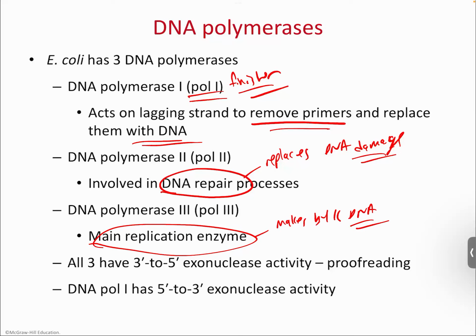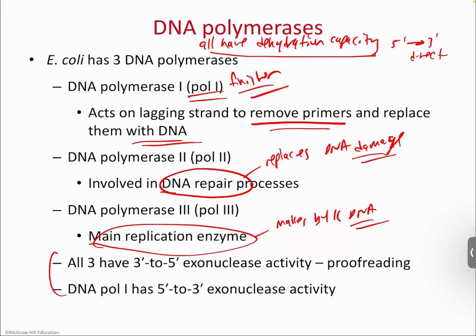Now, the important thing is that all of these have dehydration synthesis capacity. That is to say, they're putting stuff together, and that's in a 5' to 3' direction. However, what about the hydrolytic activity? Well, this is their hydrolytic activity. All these guys will have a reverse direction, a 3' to 5' exonuclease activity.